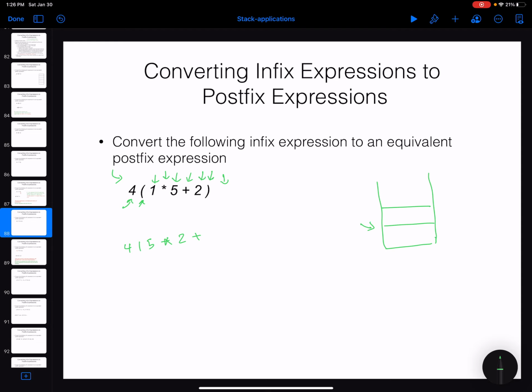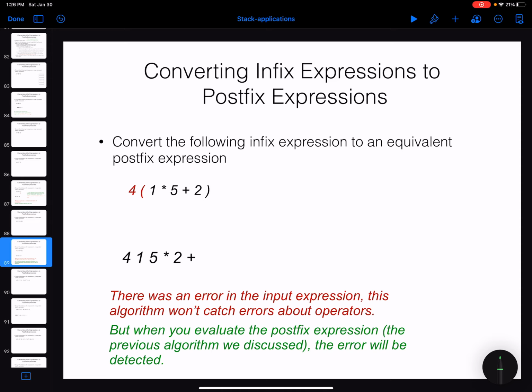So the thing is, this type of error might not be caught by your algorithm here, but don't worry. Clearly there is an error, right? You need an operator here, but these errors can be caught later on when you are evaluating this postfix expression. If you have an algorithm to evaluate the postfix expression, you would catch the error. Clearly there is an operator missing, and it will be caught by the other algorithm.